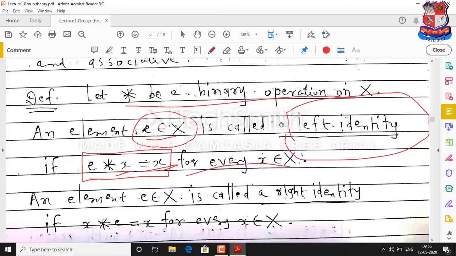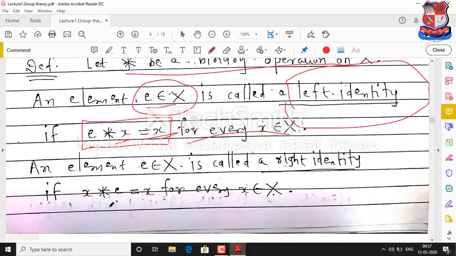If there exists an element E denoted by E in capital X such that E star X equal to X for every X belongs to X. This is important. This must be true for every X belongs to X. Then this element E is called left identity. Why left identity? Because we are operating this E on left side.